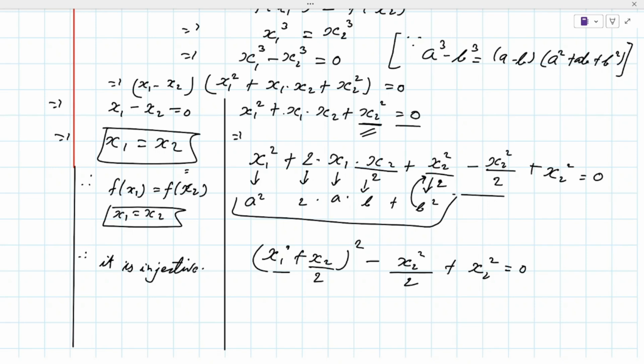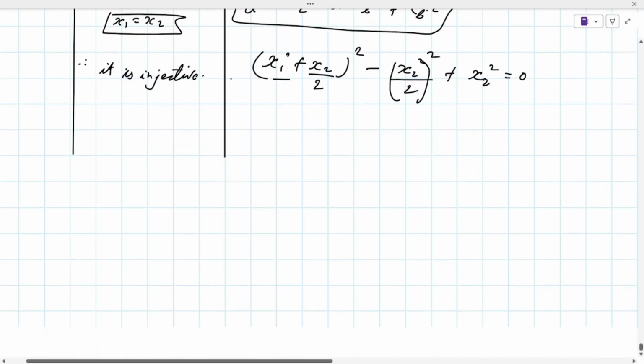Now let's see here. Take it as a whole square, then we can do it in the form of b. Now our b will be x2 by 2. Is it clear? Then it will be b square. So here it will be x2 by 2 whole square, right? And plus x2 square. Is it clear? Any doubt till here? No doubt.